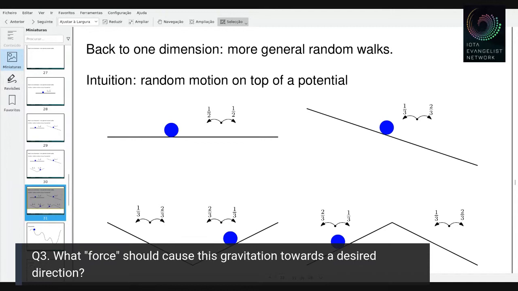As I told you, we use these pictures of mountains and valleys just to gain a physical intuition about what's going on, but it's really a matter of probability.